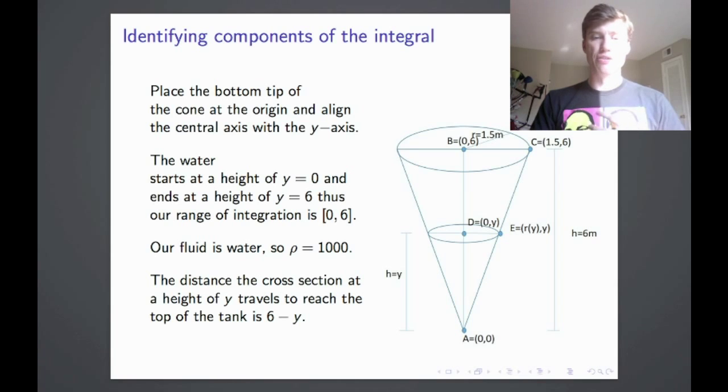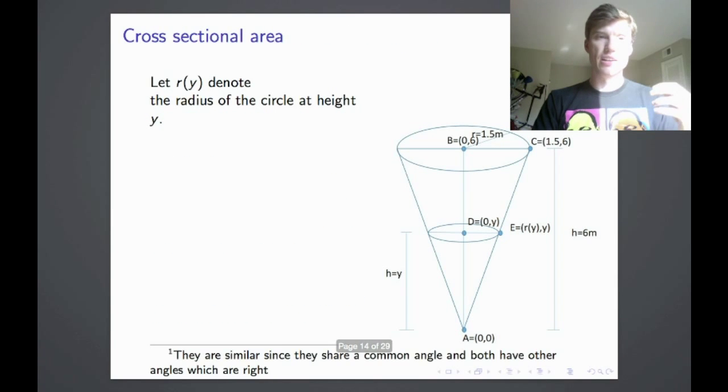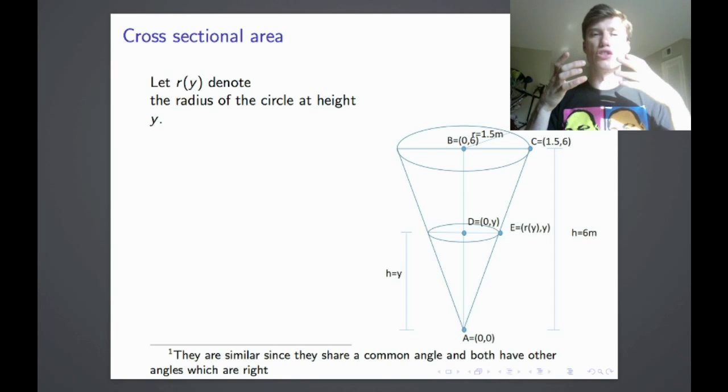That gives us the function d of y. d of y is exactly 6 minus y. We have left the hardest component to identify for last, the cross-sectional area. Note that the cross-sections are all circles.